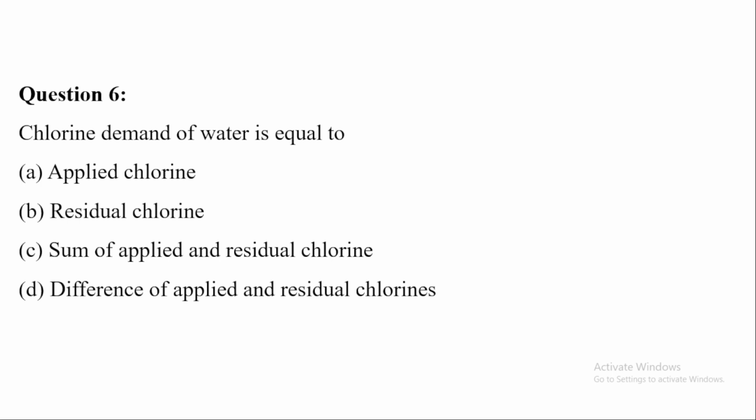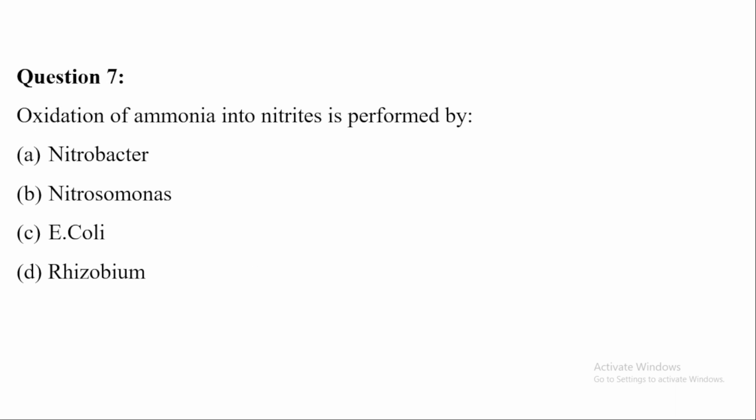So the next question is: oxidation of ammonia into nitrites is performed by. You must have studied nitrogen fixation, right? So in nitrogen fixation, what is happening? The nitrogen is getting converted into ammonia, and then from that it is converted into nitrites, then nitrates, and the whole assimilation goes on. Later the denitrification process goes on, where the nitrates are converted into nitrites again, and then into nitrogen, and it goes back to the atmosphere. So this is the whole nitrogen cycle that goes on.